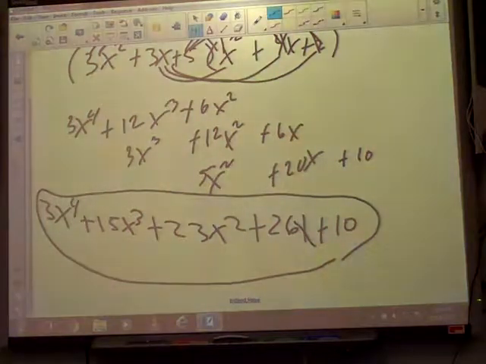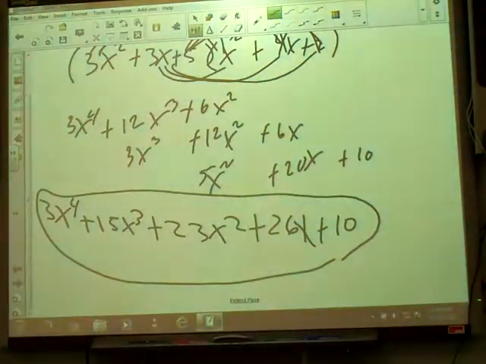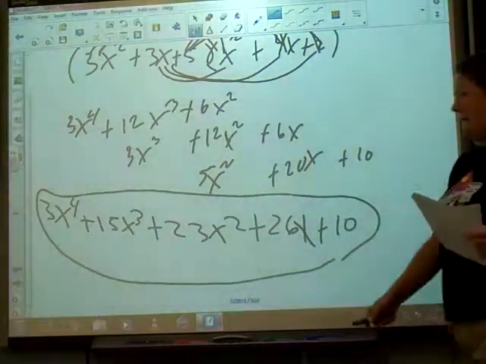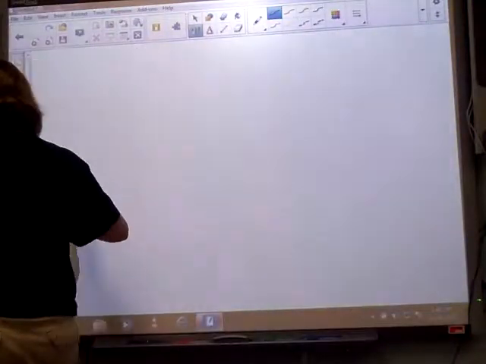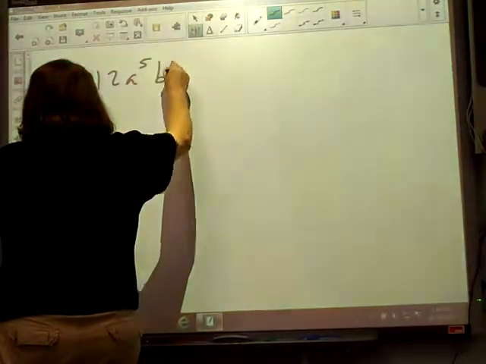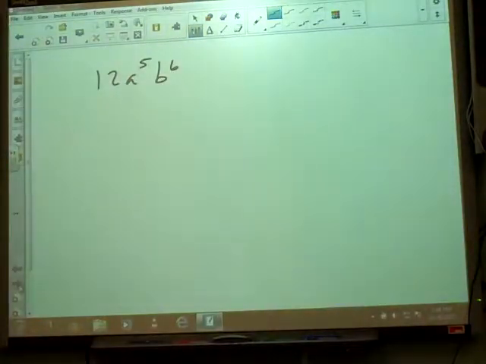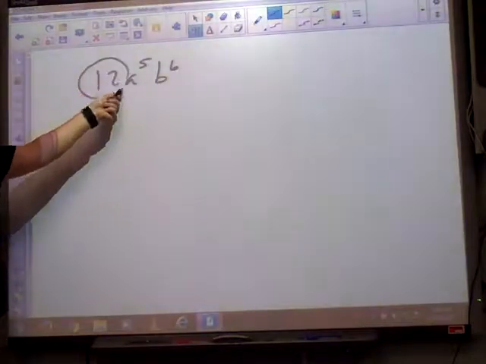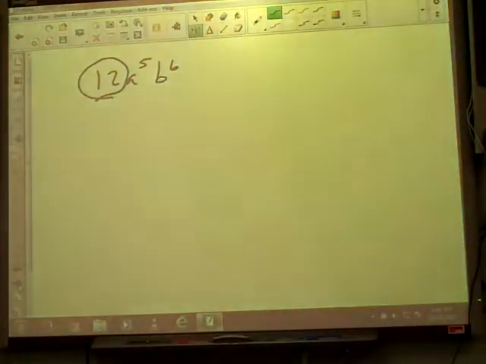Okay, 10. The guys up here figured it out, but we didn't do one like that in class, so let's discuss it real quick. I got 12, a to the 5th, b to the 6th. Alright, it asks for the coefficient and the degree. So obviously your coefficient is 12. So you're looking at your choices, and it's got to be either B or C.